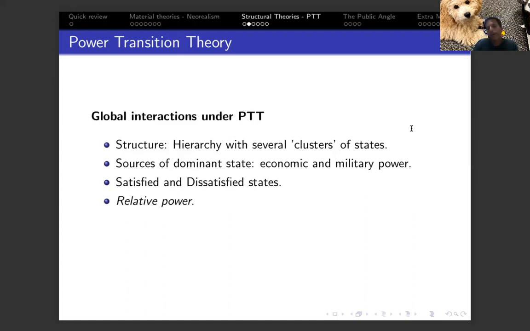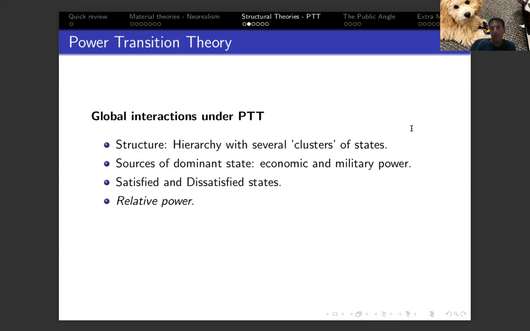The idea behind the satisfied or dissatisfied state is that some states are satisfied with the structure of the international system. The vast majority of states are not satisfied with the structure of the international system. But, and that's where the last point that you see here on the slide fits, they don't have the capabilities to actually do something about it.